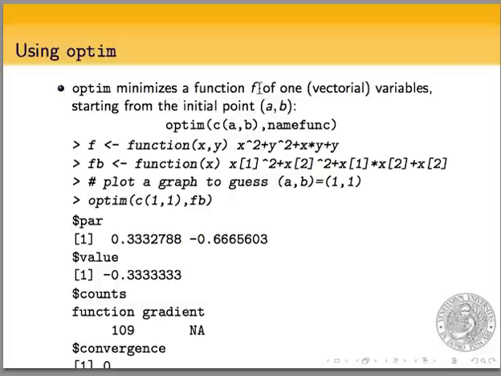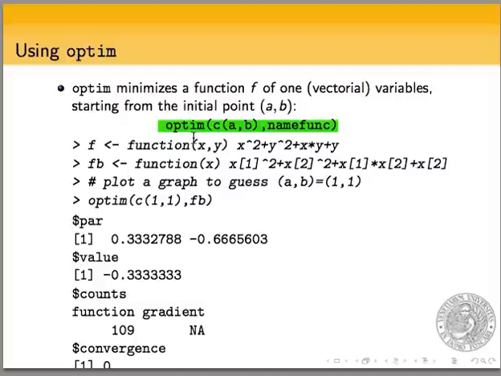So you have to define f as a function of one vectorial variable, and you have to provide an initial starting point. I call the initial starting point here AB, and you can think that this is exactly the position of the ball in the previous graph. And the syntax for optim is the following. You can see that here.